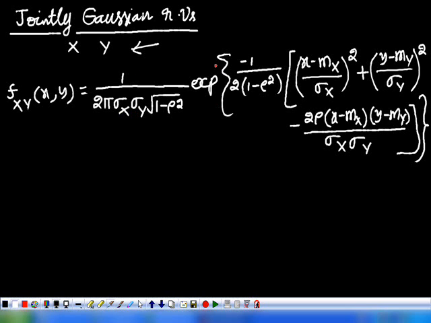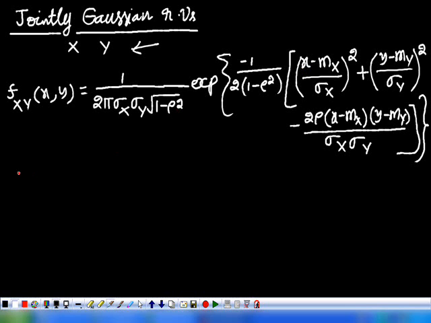In the case of a single random variable, there is no rho term because there is only one random variable. But in this case, we include the correlation coefficient, which is a measure of correlation between the two random variables. That's why the equation has the sigma x, sigma y, rho, mx, my values. All these are constants: mx the mean value of x, my the mean value of y, sigma x, sigma y, and rho is also a constant.